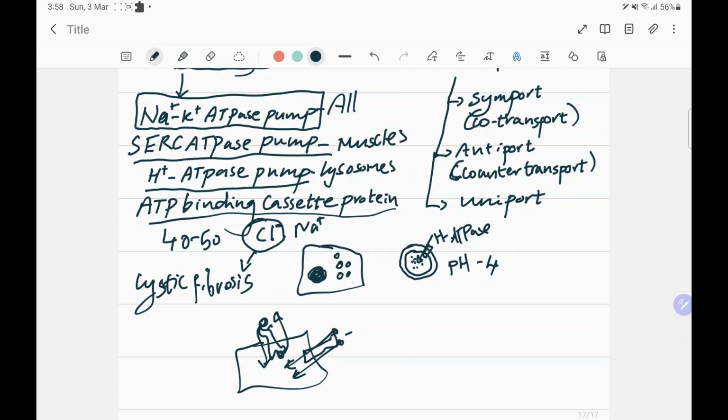So when you transport more than one molecule on the same side, it's called a symport. When you transport more than one in opposite directions, you call that antiport. And if you have a protein structure which takes one molecule in or out, it doesn't matter, that's a uniport. It transports a single molecule.